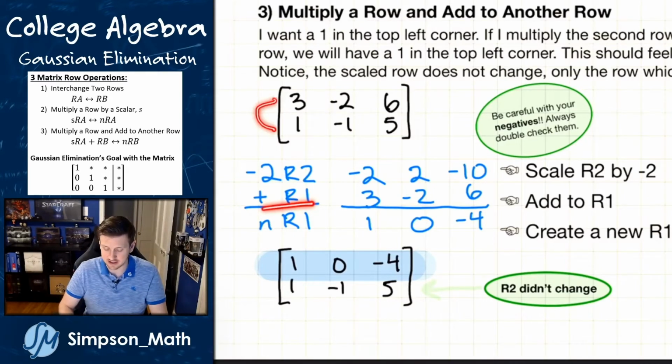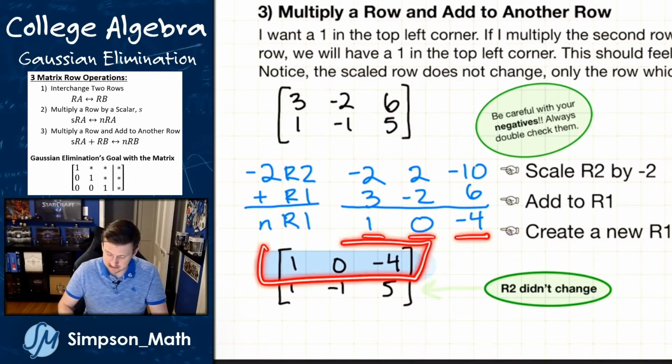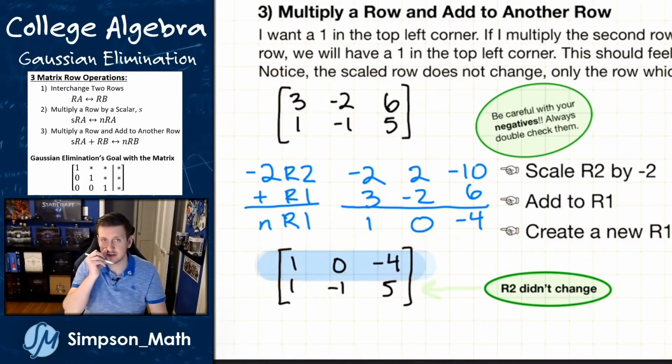So I'm going to add it to this top row and then replace that top row with my new row. So I'm going to make a new R1. So I've just copied down my row 1, and then I'm just going to add. -2 plus 3 is 1. 2 plus the -2 is 0. And -10 plus 6 is -4. So now I have this new row 1, which is 1, 0, -4. I'm going to replace my row 1 with this new row 1, 1, 0, -4.